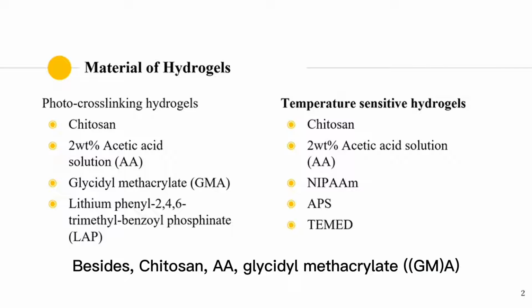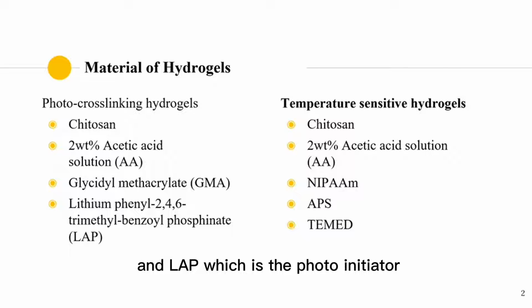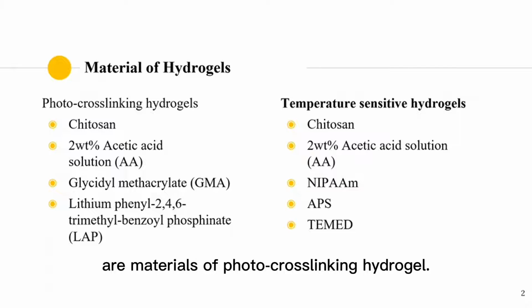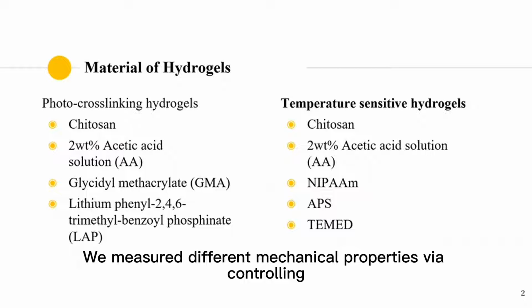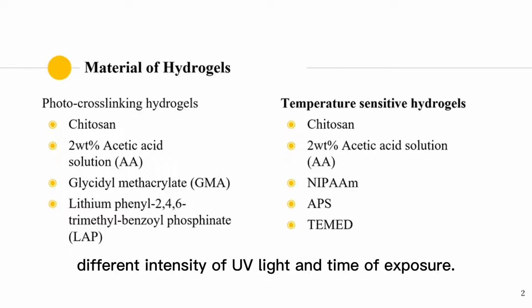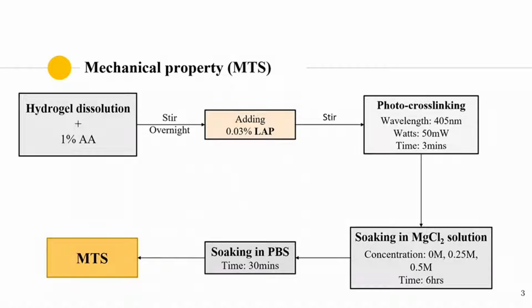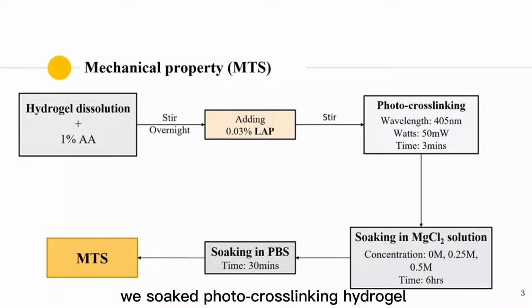Besides ketone, AA, glycidic methacrylate GMA, and LAP, which is the photoinitiator, are materials of photo-cross-linking hydrogel. We measure different mechanical properties while controlling different intensities of UV light and time of exposure. In our final project, we solve photo-cross-linking hydrogel and determine its mechanical properties through MTS test and swelling ratio.